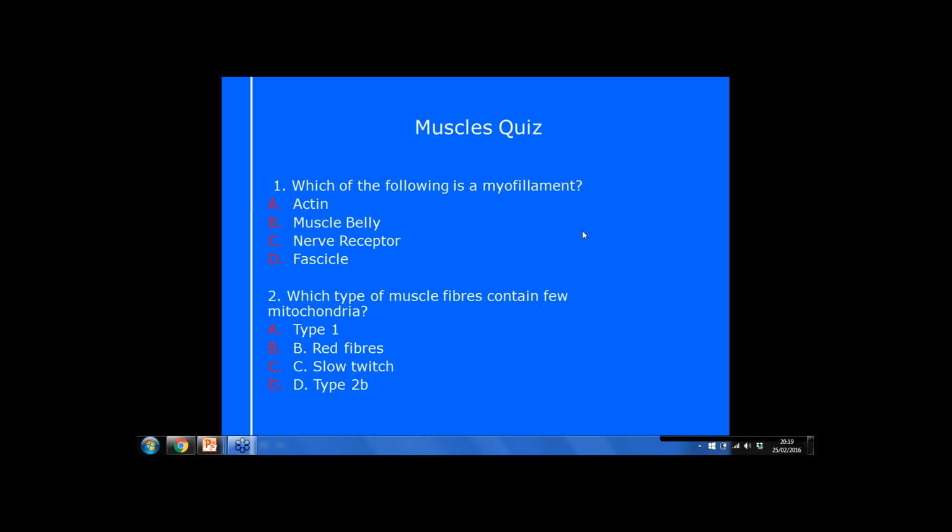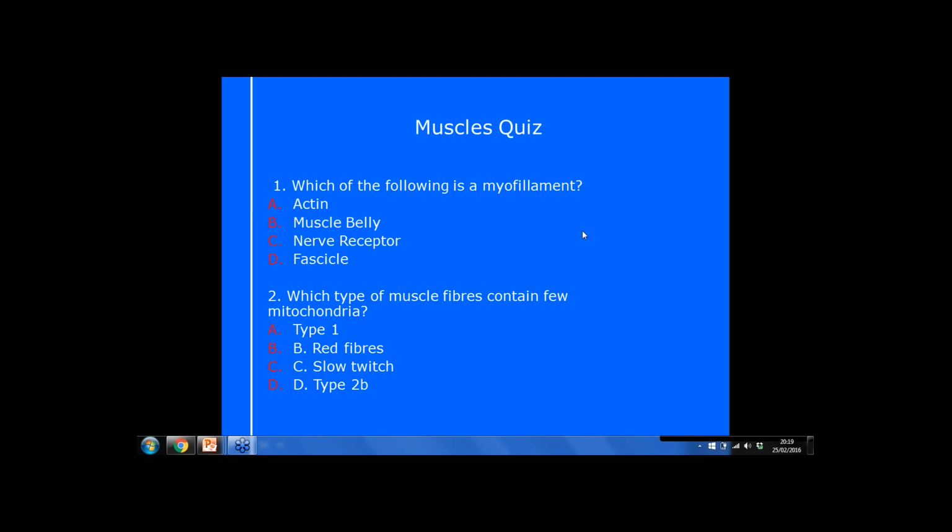Number 1 is, yes, definitely A. So actin is a myofilament. The others aren't myofilaments. They are other parts in relation to a muscle, but they are not the smallest bit. Remember, filament was a tiny bit, the actin. Lovely. Which type of muscle fibers contain fewer mitochondria?